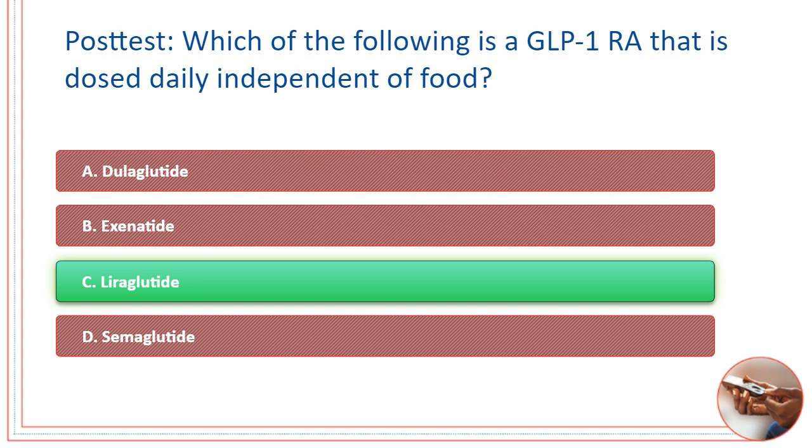Dulaglutide and semaglutide subcutaneous are given weekly. There is an oral semaglutide that's given daily, but it has to be given on an empty stomach with a small amount of water. So again, it would not be independent of food. It has to be kind of scheduled very specifically. And exenatide comes in a twice daily given right before meals and a once weekly. So the answer is liraglutide.